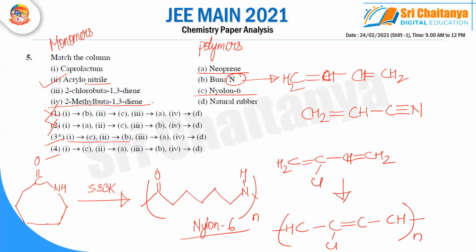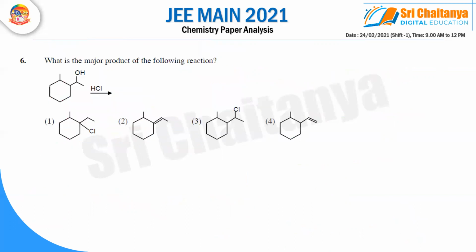Again, the last option, 2-methyl butadiene, buta-1,3-diene. This is a monomer of natural rubber. So this is pretty much straightforward. So answer here is third one. So all this kind of question, you should go by elimination technique because partial knowledge can also lead to a correct answer. Next here we have alcohol as a substrate and we have an acid.